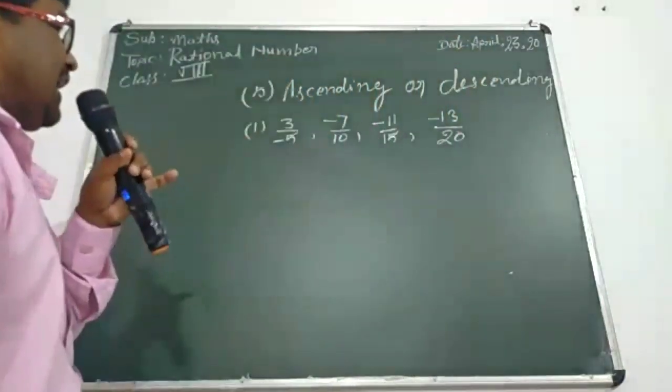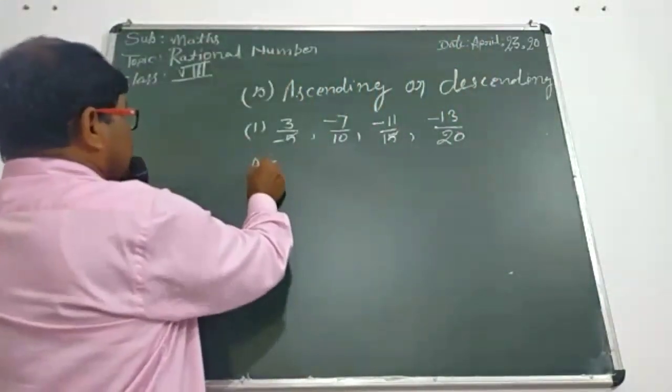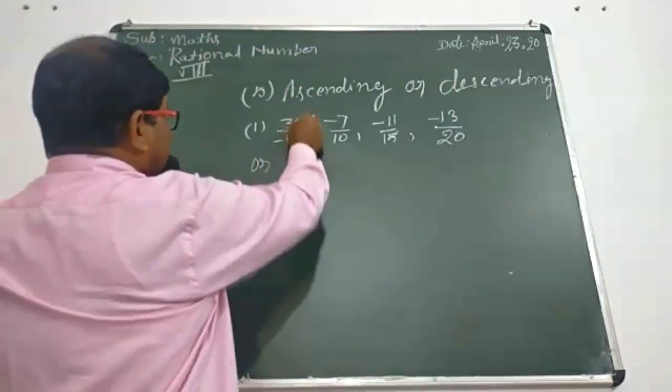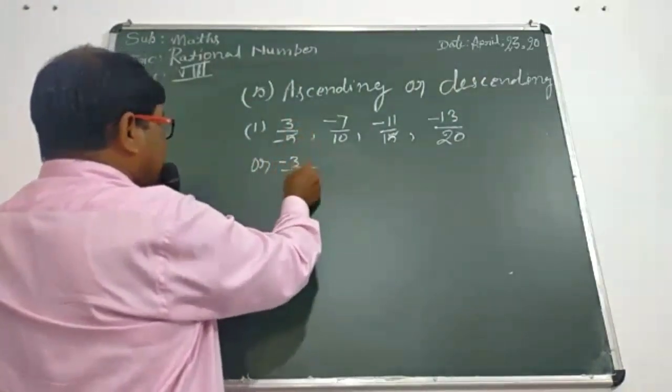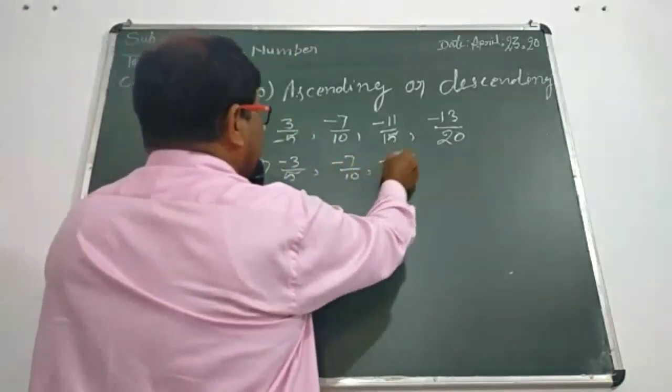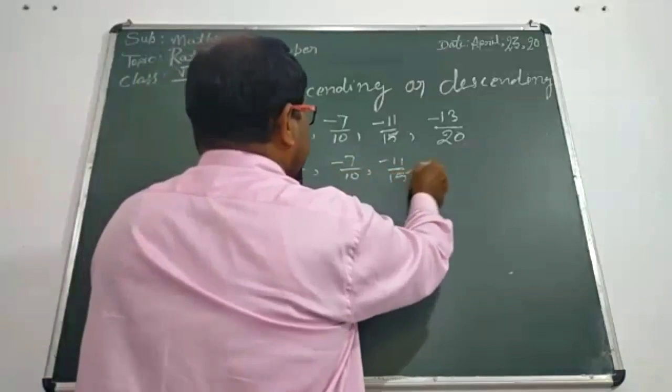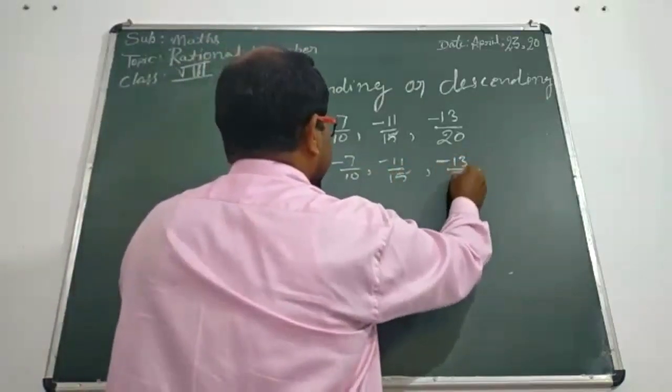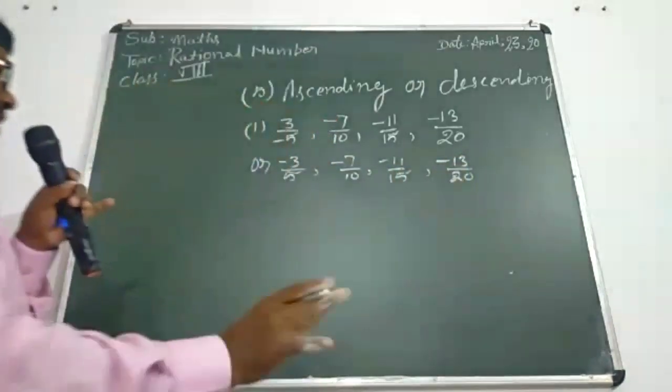Okay. Now, first of all, we should look at 3 upon minus 5, it means minus 3 upon 5. Okay, minus 7 upon 10, minus 11 upon 15, and minus 13 upon 20. Okay, they are different.